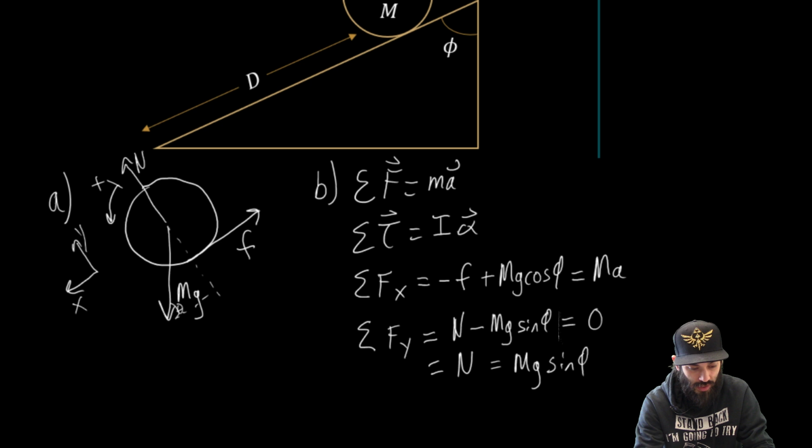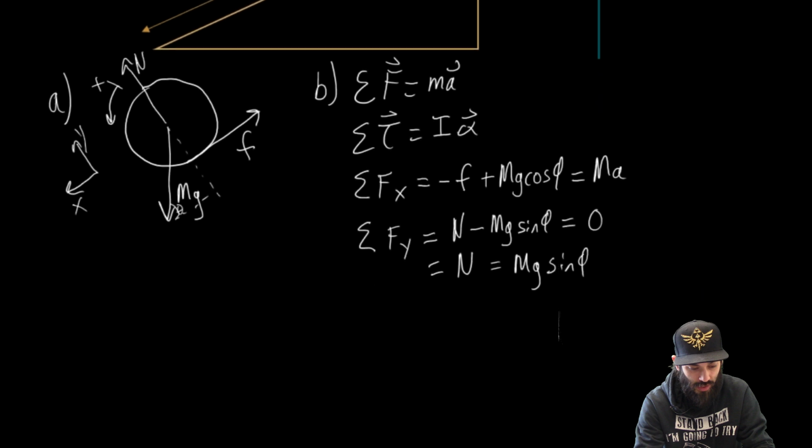Okay. So now this is the interesting part, and the part that's new for this section. We need to sum our torques. We remember that torque, by definition, is equal to R cross F, which is equal to the magnitude of R times the magnitude of F times the sine of the angle in between R and F times n hat.